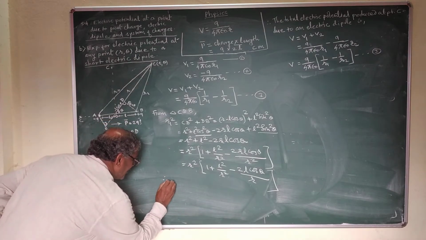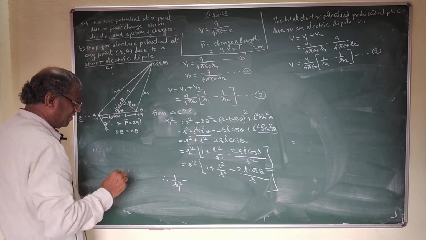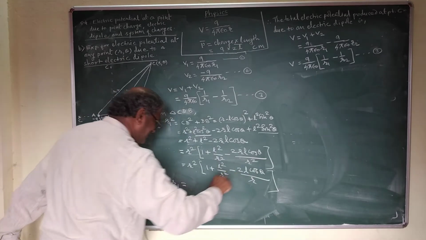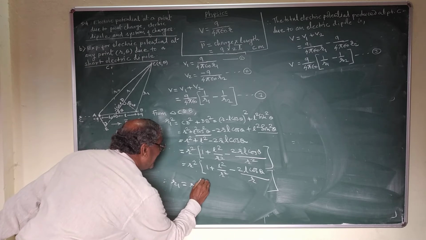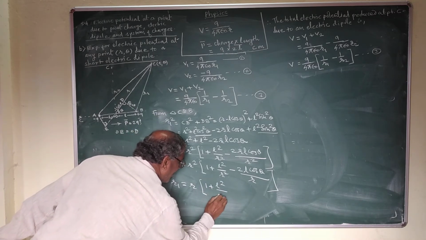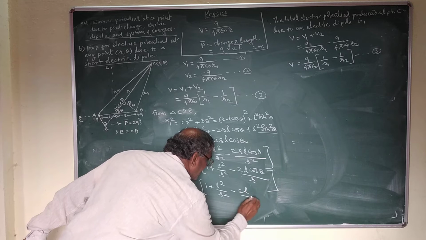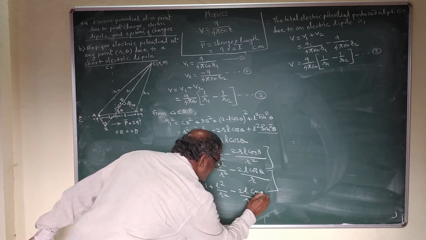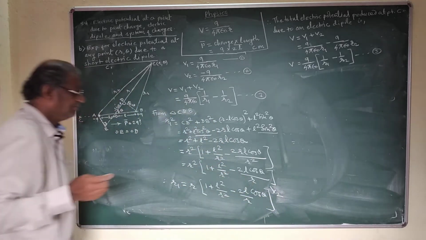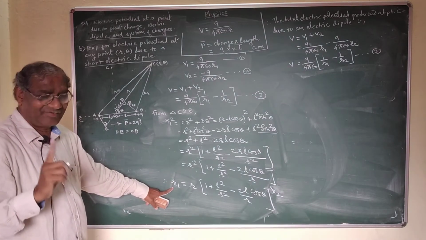Therefore R1 is equal to under root of this, meaning R in bracket (1 plus L square upon R square minus 2L upon R into cos theta) raised to power half. Clear it is. Now we want 1 upon R1.